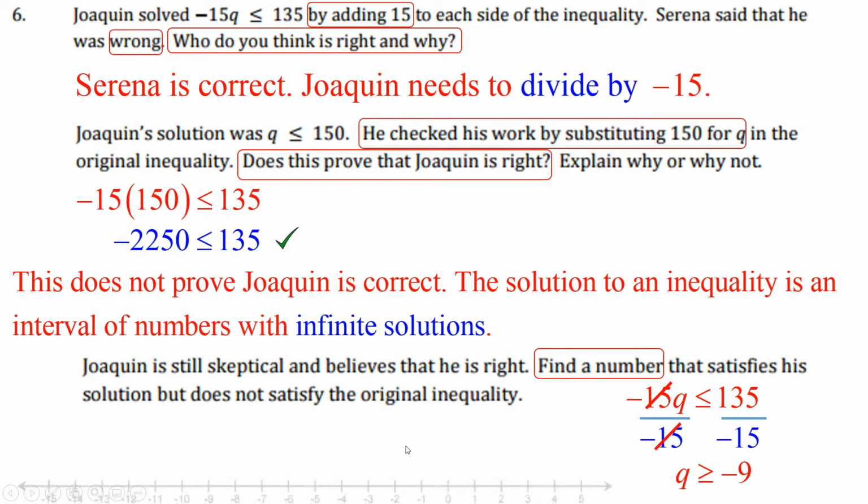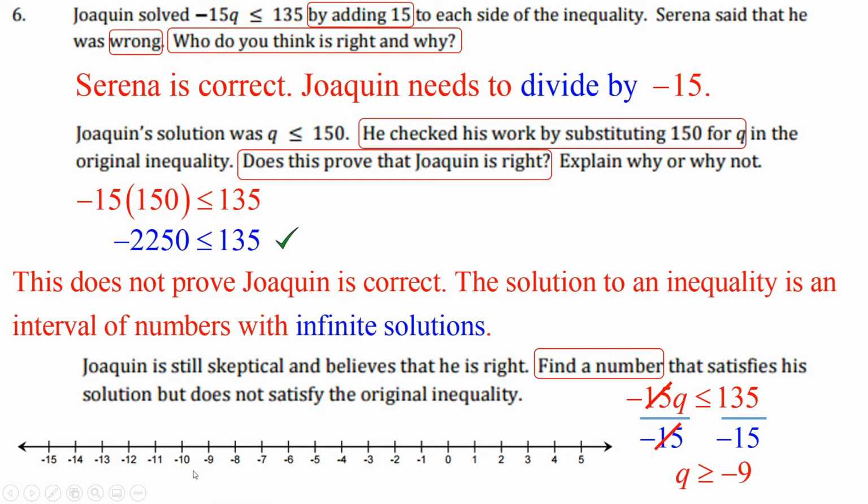Let's graph that. So there's my number line. Here's negative 9 right there. And what kind of dot? Do you see the equals? That's going to be a solid dot. And greater than or equal to negative 9, well, greater than would be every real number to the right of that negative 9. So let's draw our arrow just like that. And there's a graph of this inequality right here.